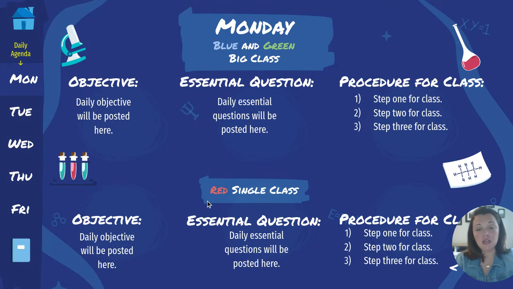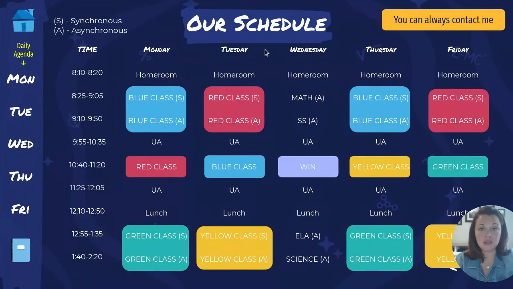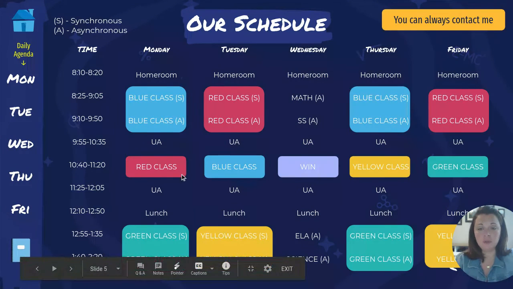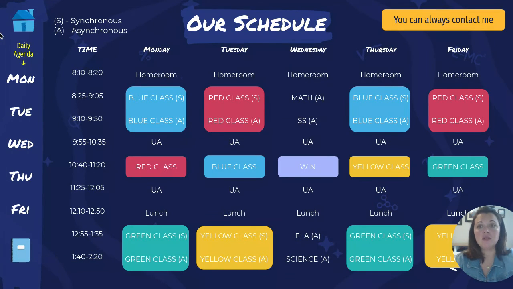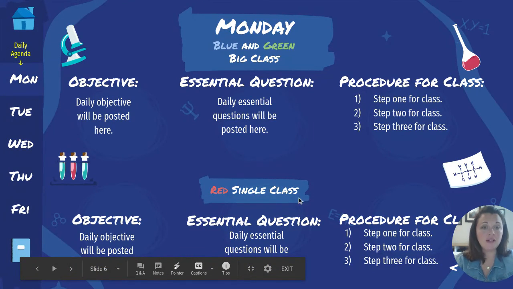Okay. Now here is the red single class. So if we go back to the calendar, the daily schedule or the weekly schedule, you'll see that you have two double blocks or two big blocks in every single day, obviously except Wednesday. Now in the middle, there's going to be a single class. So that's what this is referring to right here. And on Monday, I have my red single class. So for the red single class, this will be the daily objective for that class period, the essential question for that class period, and then again, the procedure, which is the step-by-step process from the beginning to the end of the class. What will we be doing?